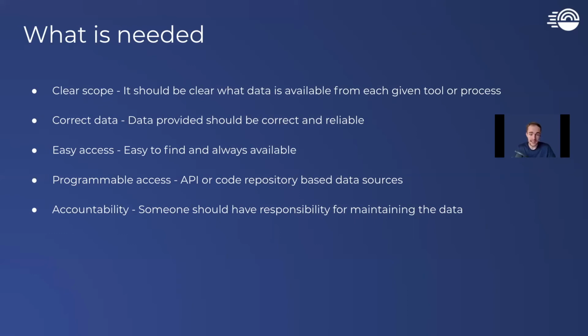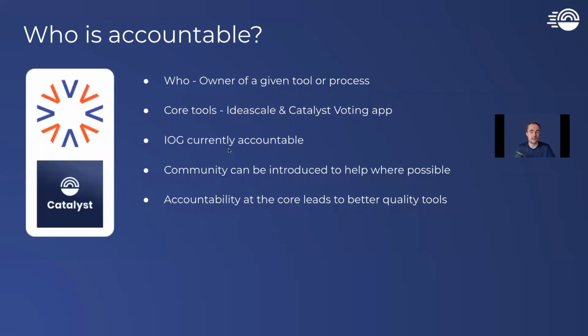And then finally, accountability. If the core data sources have some accountability, then that can have a knock-on effect on the tool makers as well. If they know that this data is the correct way to get the sources, then they have more assurances they can provide in their own tooling, which leads to higher quality tools. So who is accountable at the moment for these core processes?